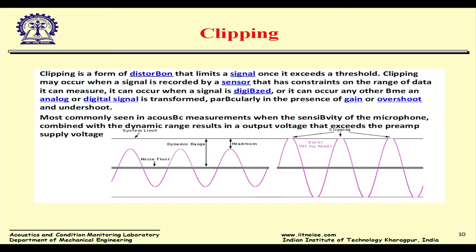So that is why, those of you who use instruments, there is always an auto-ranging function. Make sure we have the amplifier gains set at the right levels so that clipping does not occur. Clipping is to be prevented, and that is what is done by auto-ranging, or you can set the range.